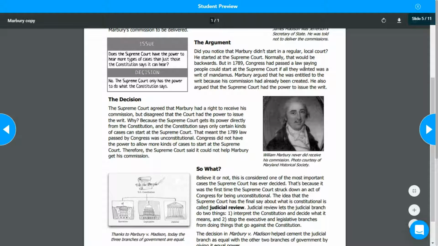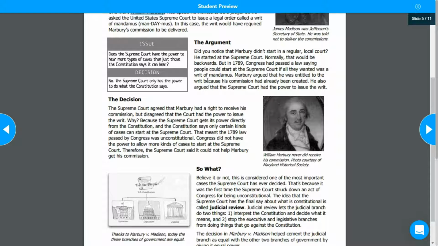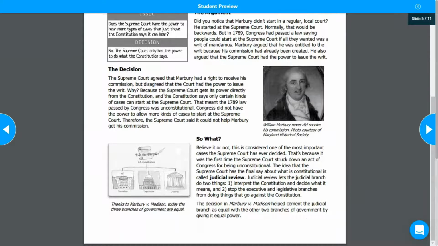In 1789, they had passed a law saying people could start at the Supreme Court if all they wanted was a writ of mandamus. Basically, William Marbury wanted to be in the Supreme Court, and there had to be a way to go about it. The decision said that Marbury had a right to receive his commission, but disagreed that the court had the power to issue the writ.